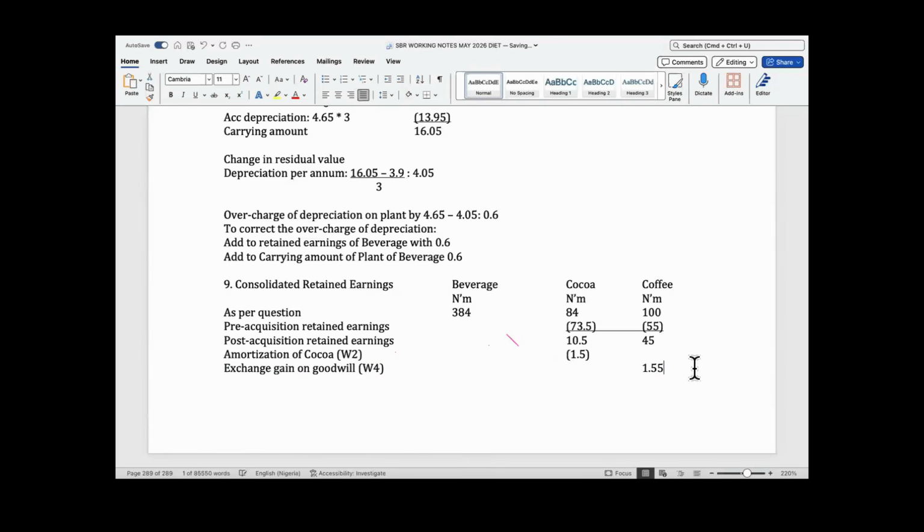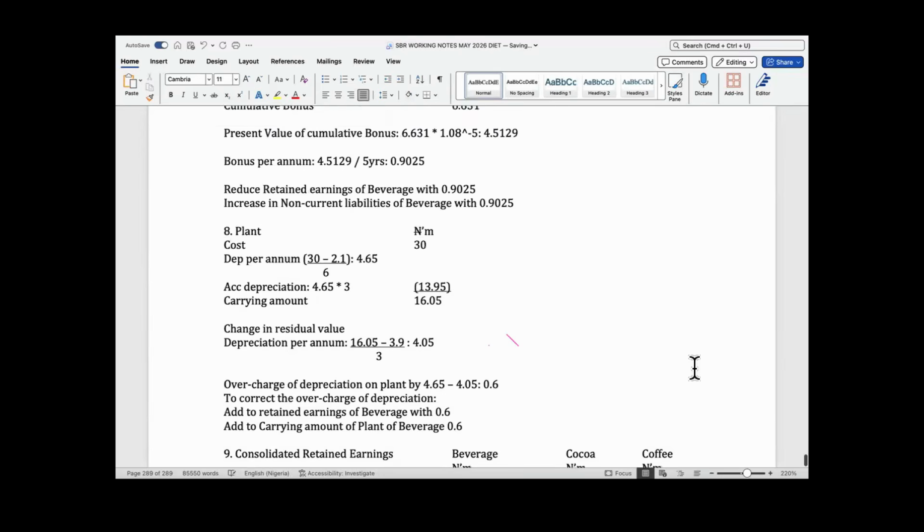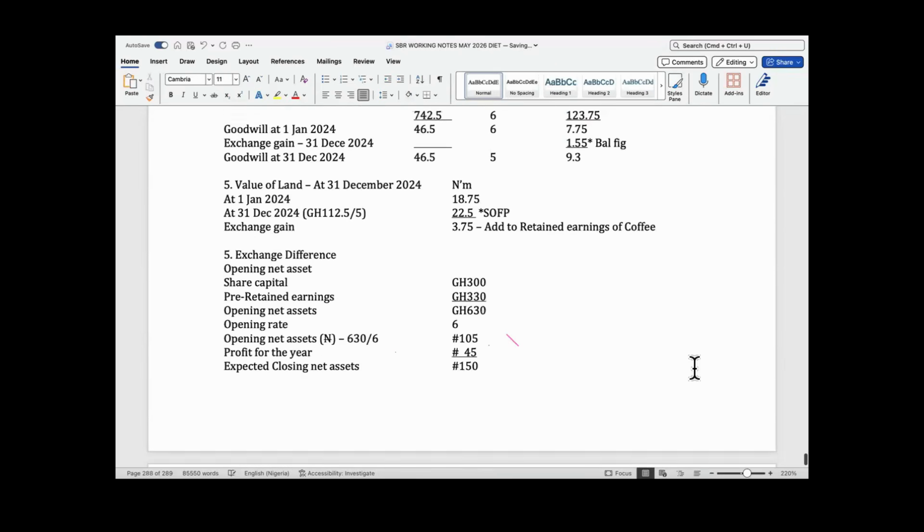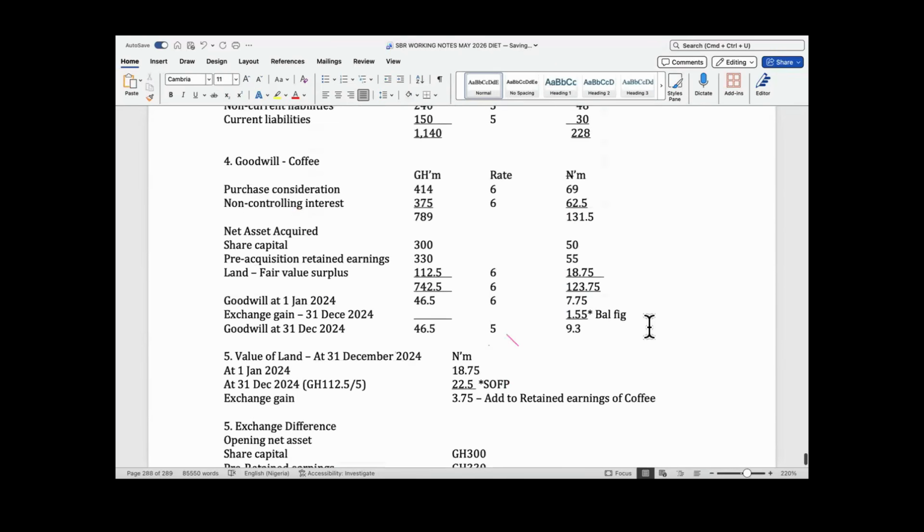I push it to the subsidiary because this exchange gain arose from the acquisition of that subsidiary. So let them share it from whatever is remaining. They both share it anyway. So that's that goodwill, it was working 4. That's the only one that affects retained earnings here.